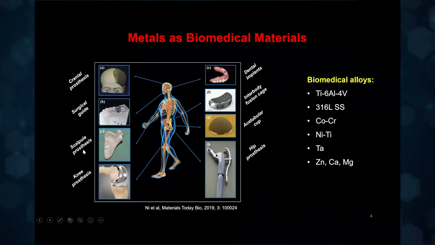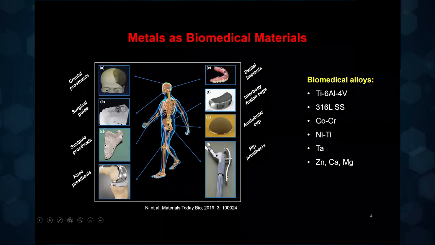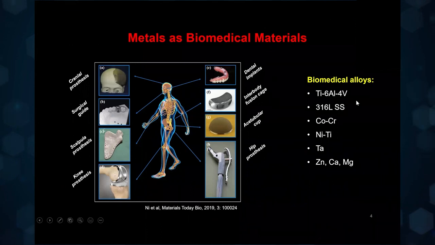Starting from cranial implants to knee prostheses, hip joints, and spinal and dental implants and so on. In fact, most of these shown here are indeed prepared by 3D printing. And as you may know, there is a very narrow range of materials that are used for clinical applications as far as metals are concerned.